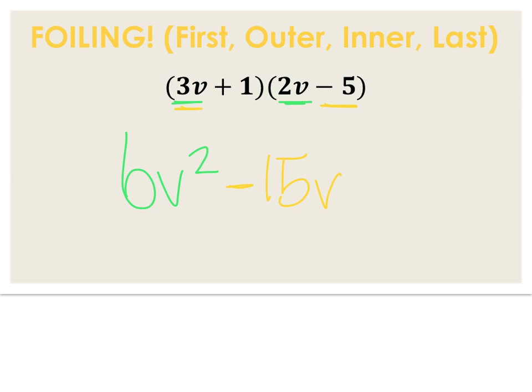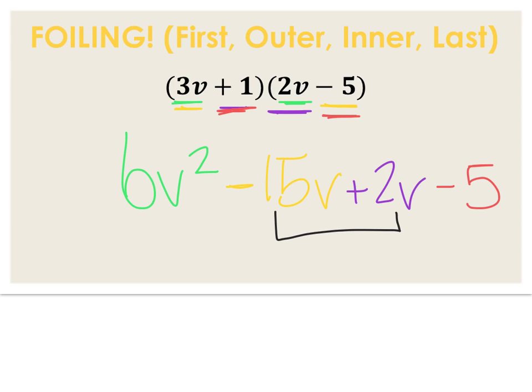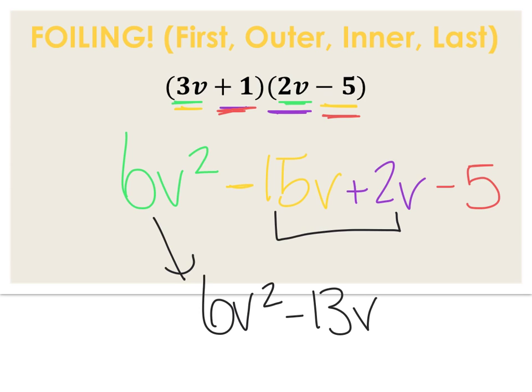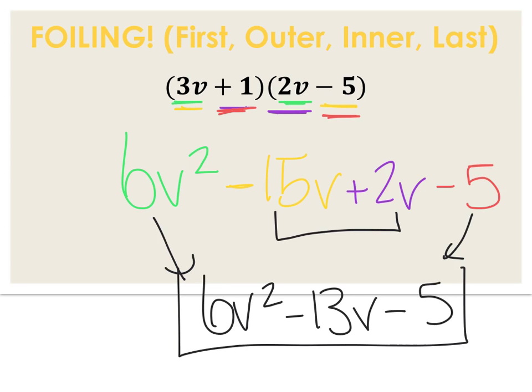Then I have to take inner, which is 1 and 2v. That gives me 2v. And then I have to take last, which is 1 and negative 5, giving me negative 5. I have some like terms that I can combine. These two guys are like terms. I'm going to go ahead and bring him down though. So we have 6v squared. I combine my like terms, that gives me negative 13v. And then I go ahead and bring my last term down. And that's your final answer.